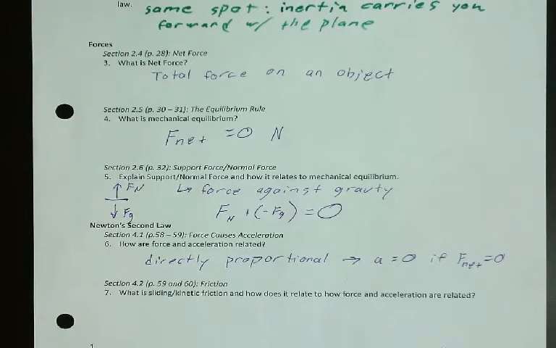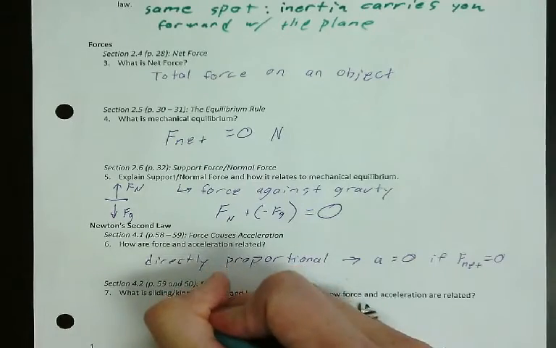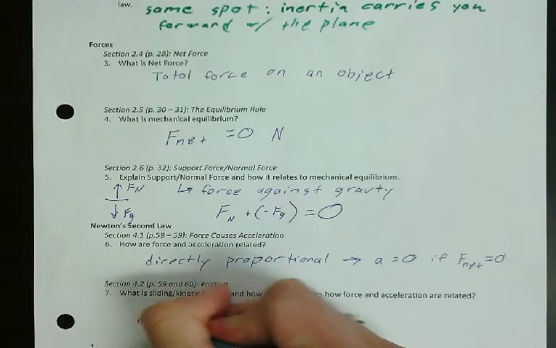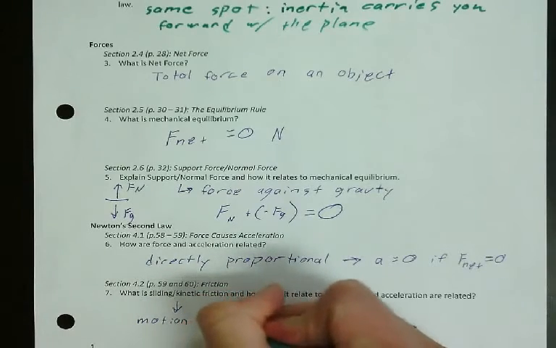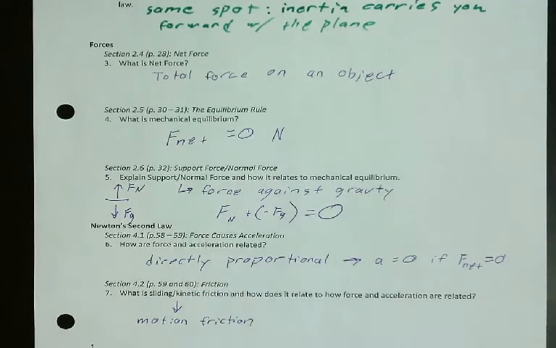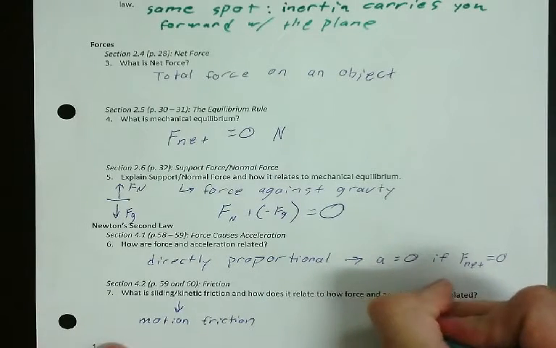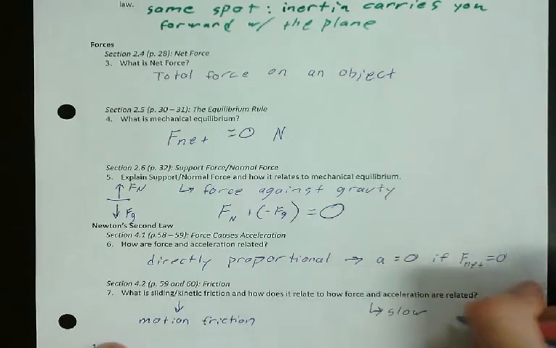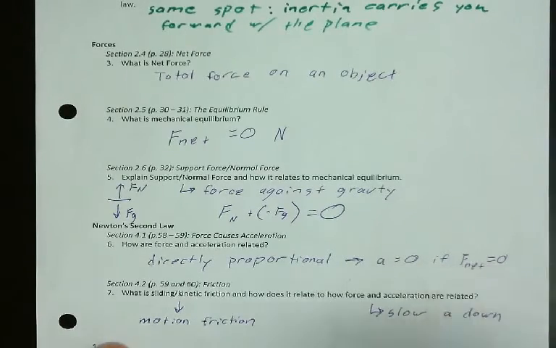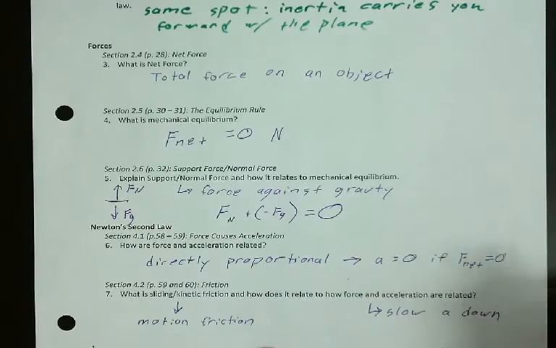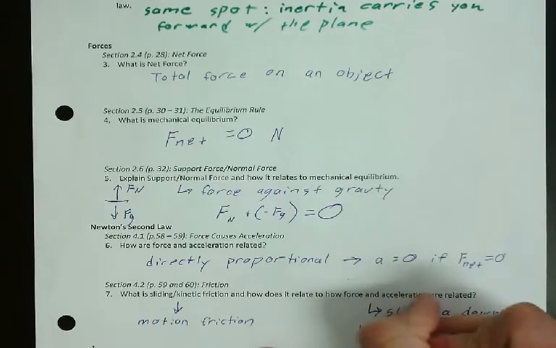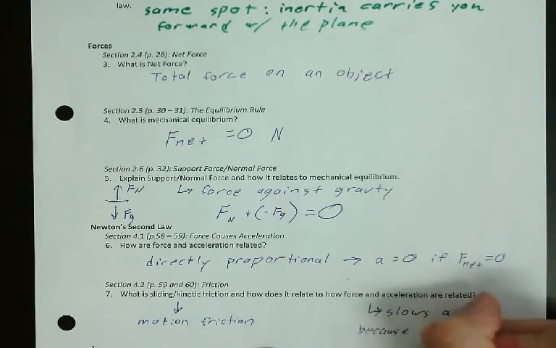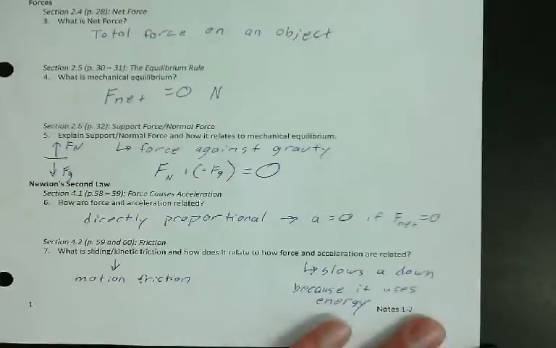Good. So, sliding friction or kinetic friction is motion friction. And what it has to do with acceleration is it slows the acceleration down, so it makes it smaller. And I liked your explanation about because it uses energy. That's a good way to think about it. So it slows a down because it uses energy. Good. I like that.